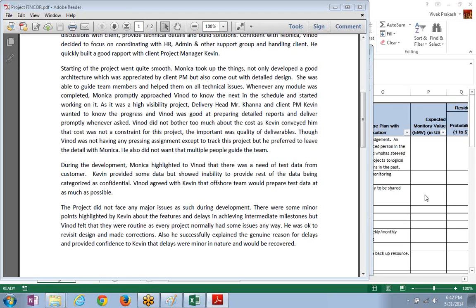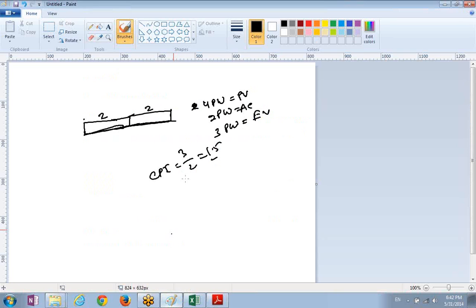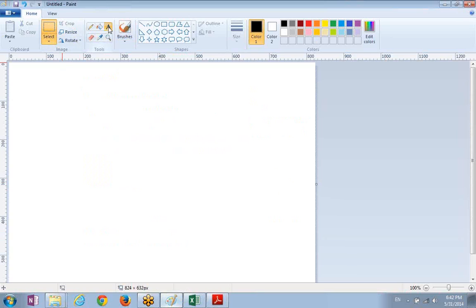Developing a team very well. Here the well part was, first of all, the communication between Monica, Vinod, HR, admin, and all other support groups, who were handling the plan properly. And they quickly built a good rapport with the project manager Kevin. That is the reason. It means the internal communication with Kevin was very fine. Communication was good, you say? Yeah.